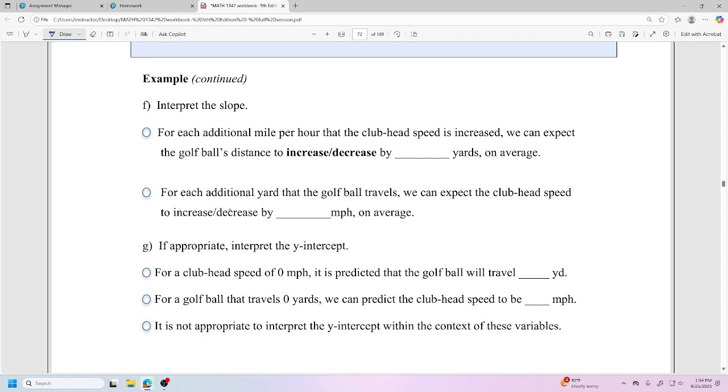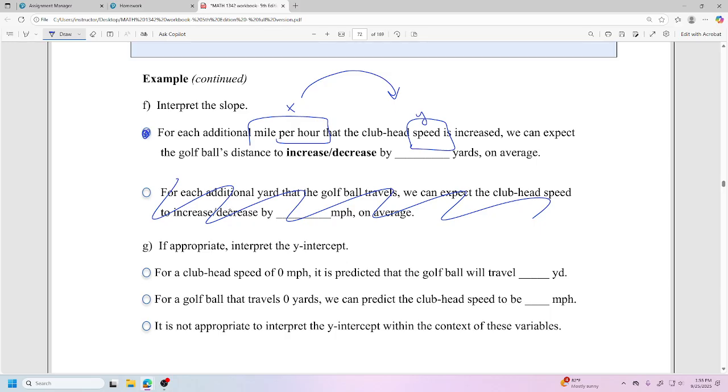So for each additional mile per hour, the speed is increased, and so on, by the yards and so on. I'm just going to get rid of that because that's not right. This was X. So for each X, the speed Y was increased. This is the order that we need. We need X will change the Y. That's all they're really trying to say here. So now that we're selecting this one, it says, what's the slope? All we're looking for is the slope here.